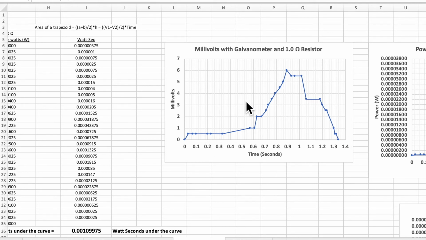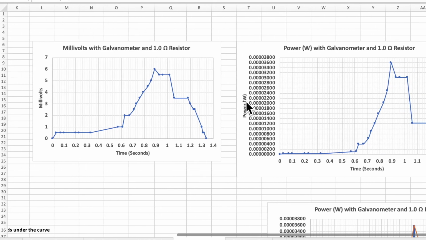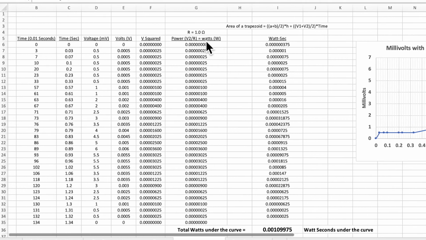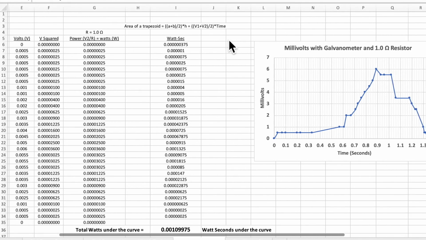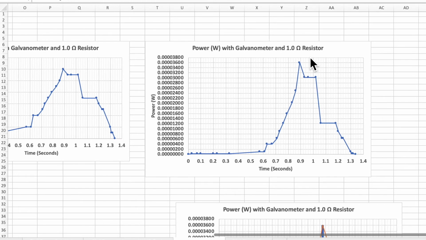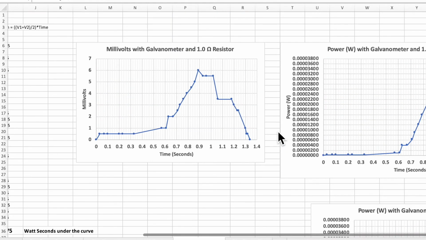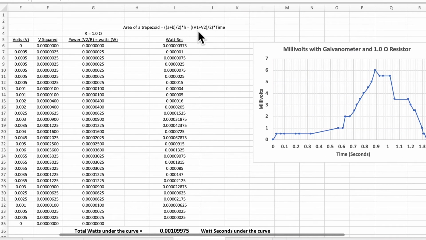Of course, what we're interested in is really the power being generated. I did some conversions using V squared over R for the power, and R is 1 ohm, so basically V squared, and I converted everything to just volts, calculated it in watt seconds, and plotted that power over time. And what I did was use a trapezoidal method for estimating the area under that curve.